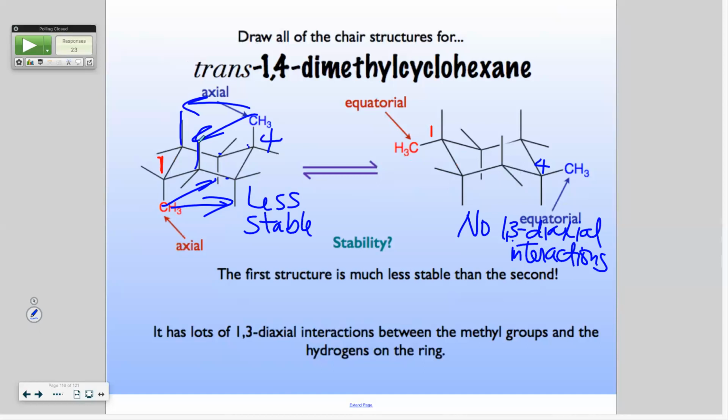Okay. What do you think would happen if we had 1,3-dimethyl instead of 1,4-dimethyl? Look at this one. What do we have now? We have 1,3-diaxial interactions between the methyl groups. Do you think that's worse than this one? Mm-hmm, it's worse. It's higher in energy. Okay. The second structure has no 1,3-diaxial interactions between the methyls and any hydrogens. It has none.